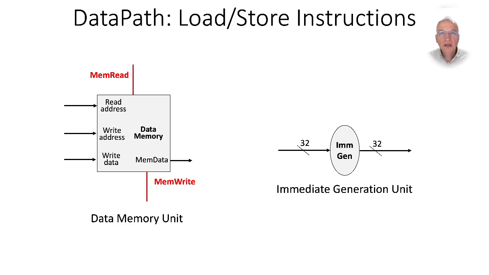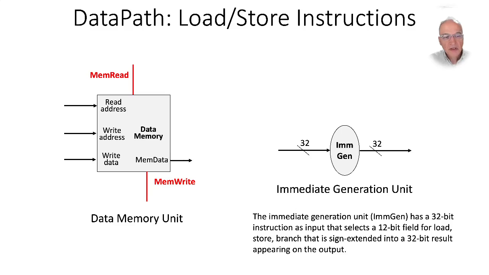And the reason that you need to take all the 32 bits as input for RISC-V is because RISC-V has different formats for the immediate depending on the format of the instruction. Remember that there is that shuffling of bits that happens in RISC-V to make the hardware operation simpler. So the immediate generation unit has a 32-bit instruction as input, and it will select a 12-bit field for the load or the store or the branch instruction, and will sign extend that into 32 bits. So the very same unit works for all the instructions that have immediate value.